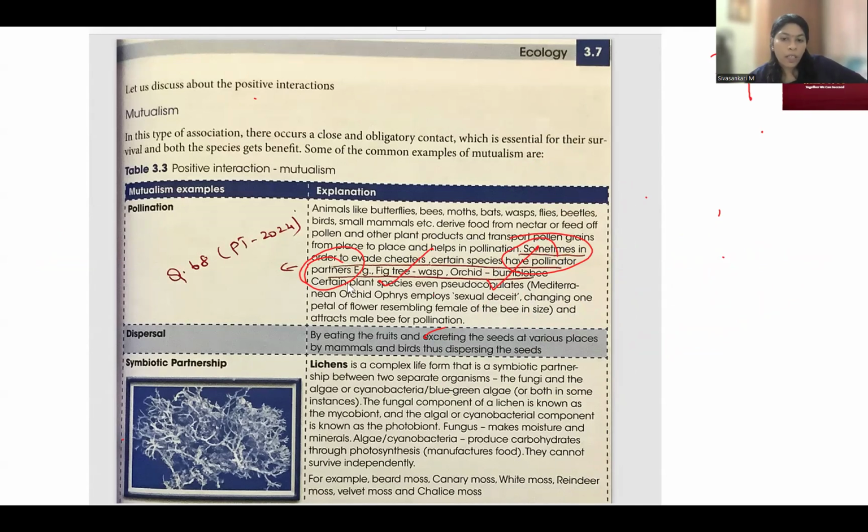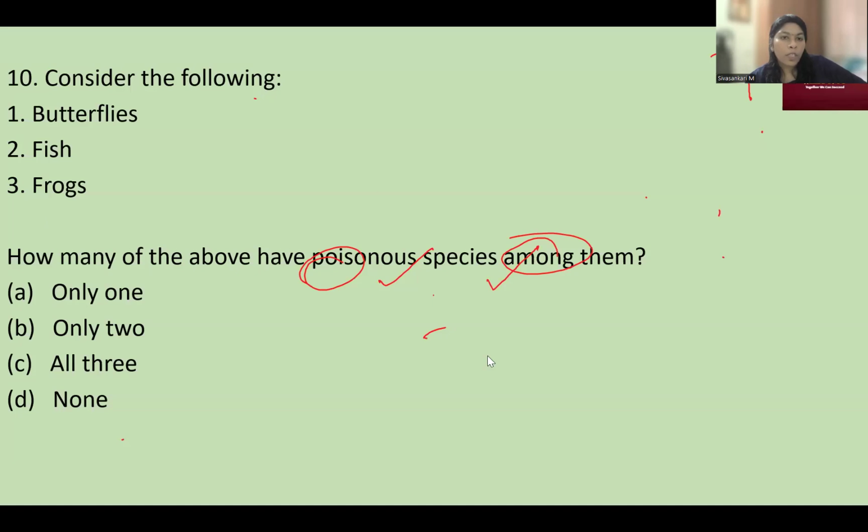So this way we can see this question is from the interaction unit. In future also you will be getting questions from the interactions among organisms. Now, consider the following. See this 10th question. Consider the following, and they have given butterflies, fish, frogs. Which of them are poisonous? This is a very basic question, students. Nobody needs to teach you. You would have heard somewhere in the classes itself.